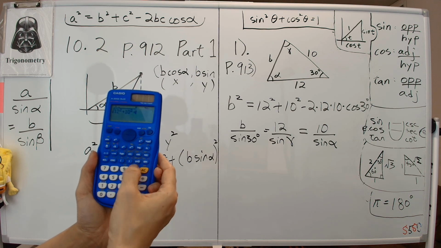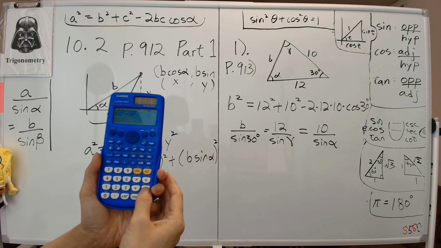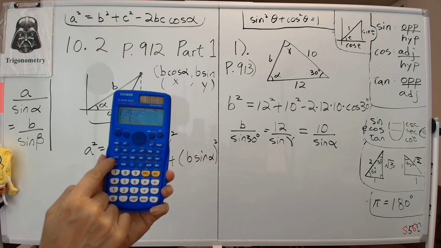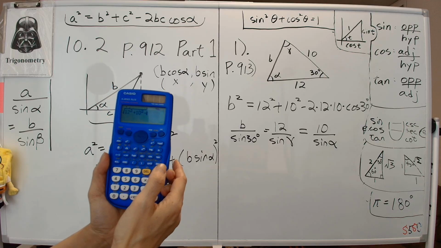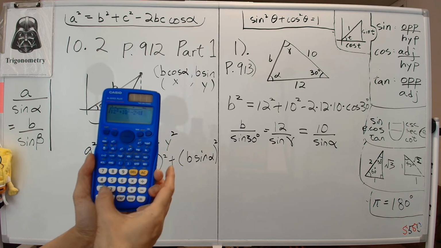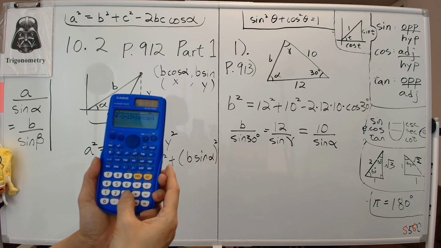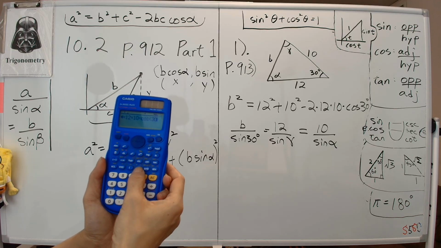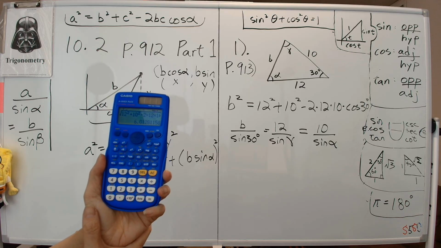Plus, minus, no, that's not minus. This is minus. My calculator makes a difference between the negative sign and the minus. So if your calculator does that, then you just have to be careful about that. So minus 2 times 12 times 10 times cosine of 30, close parentheses. That should be it. Okay, let's see if it equals anything.